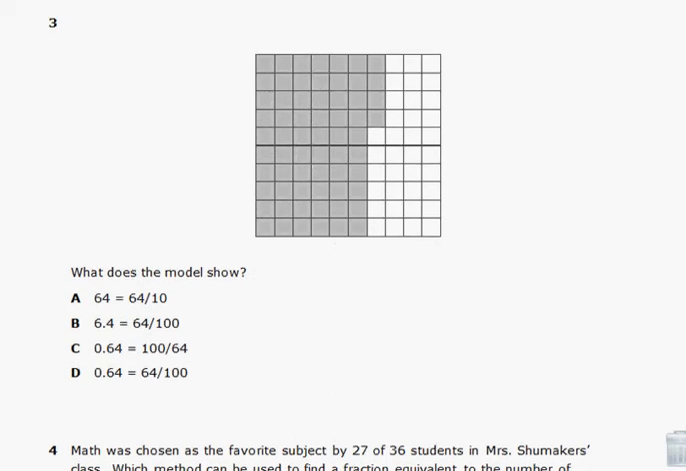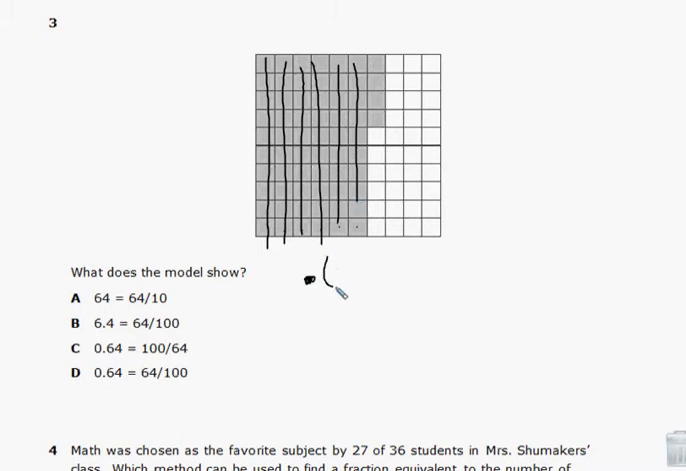Okay, question number 3. It's got a hundreds grid there, and it says, what does the model show? And if I look at it, I can see there's 1, 2, 3, 4, 5, 6 completely filled, shaded grids right there, and that's actually 60. We're talking about decimal, that's 6/10. Then I have 1, 2, 3, 4. So that's 64 hundredths.